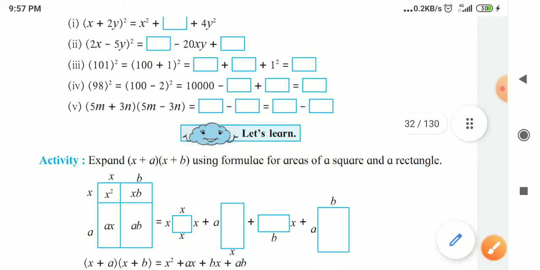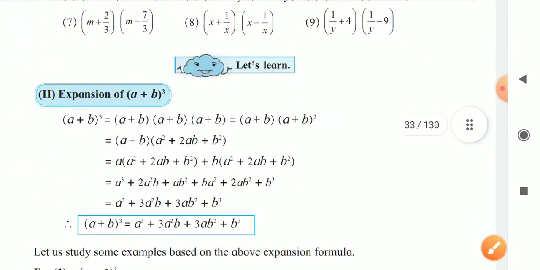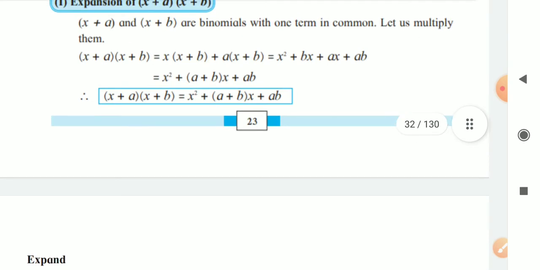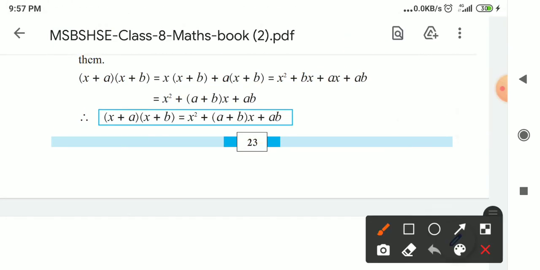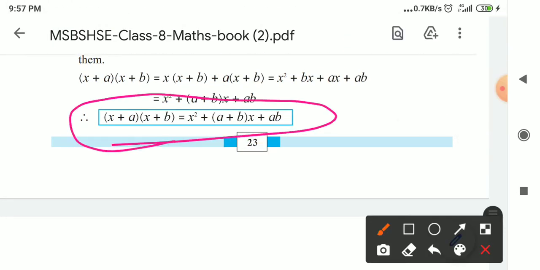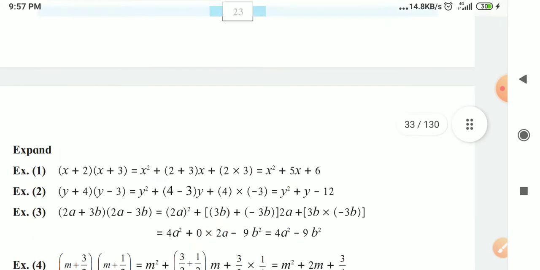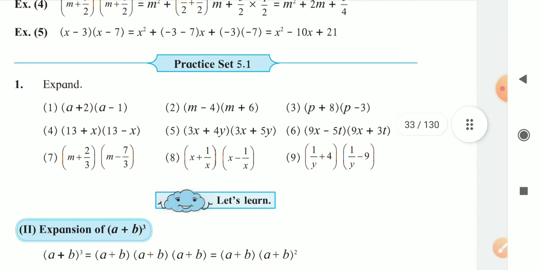Under this lesson today we are going to see the next part of the lesson. We have seen two expansion formulas. Day before yesterday we saw this expansion formula: (x + a)(x + b), its expansion is x square plus (a + b)x plus ab, and we solved the questions based on it.